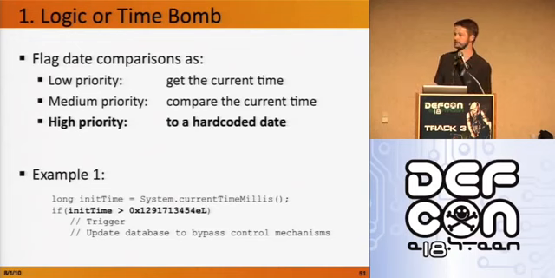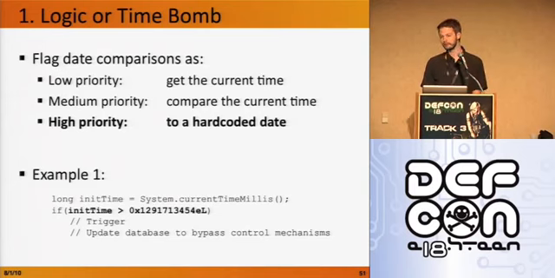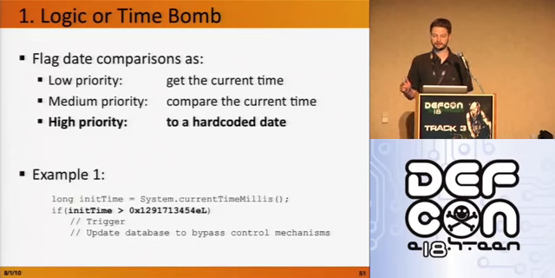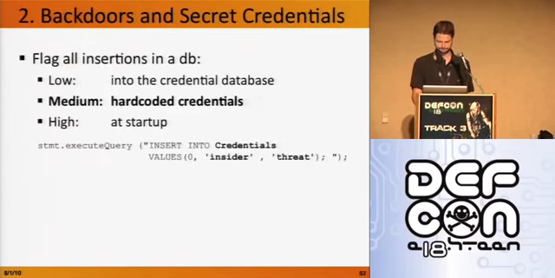So first thing first, logic bomb and time bomb. What we flag is, in a low priority, if you get the current time, it goes into the low priority bucket. If you get the current time and you compare it, it goes in the medium priority bucket. If you get the current time, you compare it, and you compare it to a hard-coded date, then we drop it in the high priority bucket. So obviously this was found in the high priority bucket, so it's ticked out, we found it immediately.